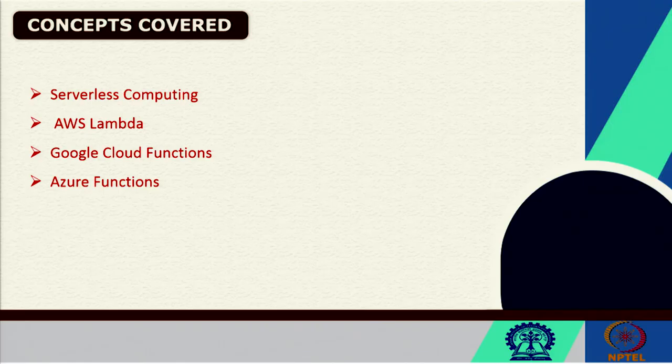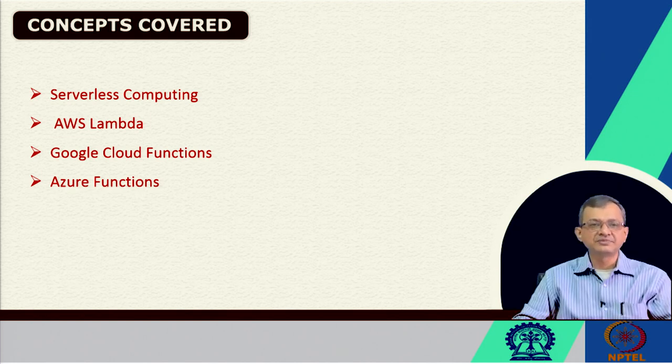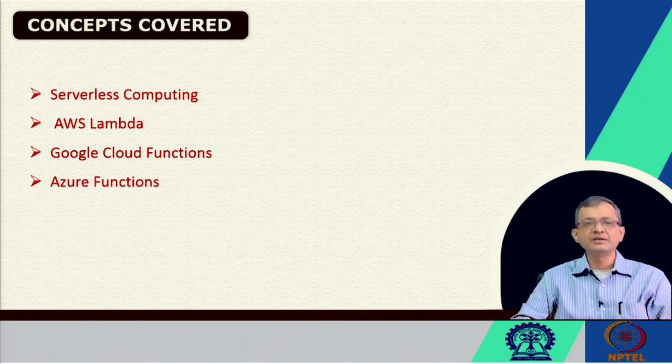We will be discussing serverless computing, with a little recap of what we discussed, and then primarily we will take up three things: AWS Lambda, Google Cloud Functions and Azure Functions. These are serverless offerings. AWS Lambda is provided by Amazon, the cloud service provider. Google provides Google Cloud Functions, and Microsoft Azure comes up with Azure Functions. So, these are some of the popular ones.